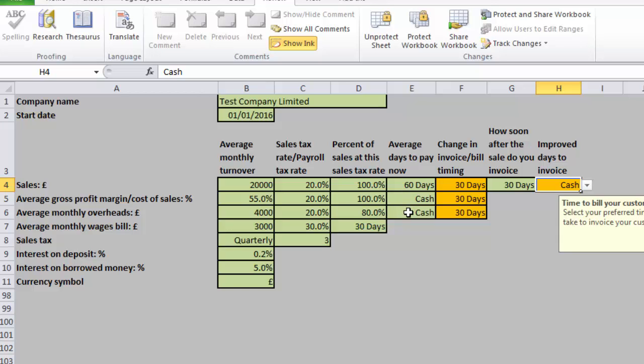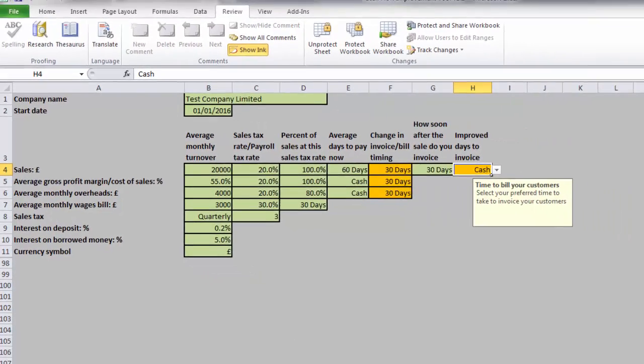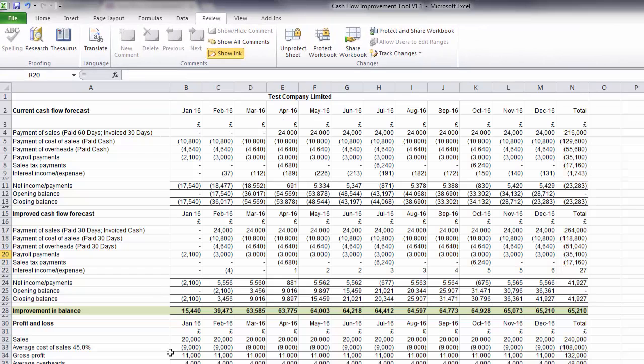So these are both set at cash, and I'm going to see how it changes by getting 30-day credit with its suppliers. Okay, so the orange ones are what we're proposing, those three there, changing those, and this orange one, and these ones are what the company does at the moment. So if I turn to my cash flow and profit and loss account, this is your summary of your cash inflows and your cash outflows, which will give you a final closing balance of your current cash flow position and your improved cash flow position.